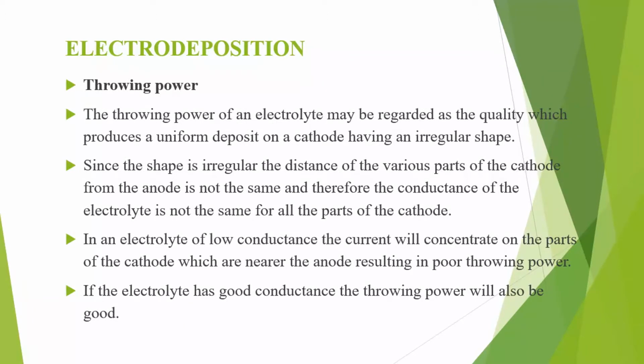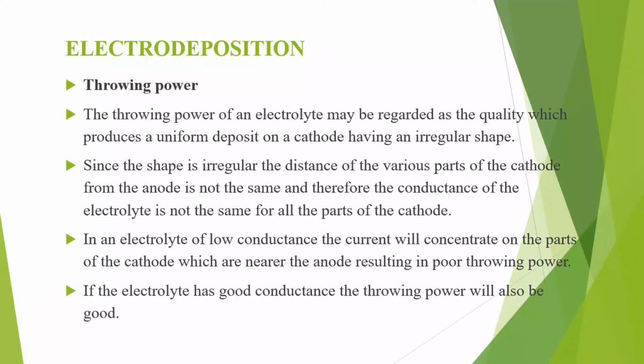Next factor is throwing power. The throwing power of an electrolyte is regarded as the quality which produces a uniform deposit on the cathode having irregular shape. So if the shape of the cathode is irregular, then the distance of the various parts of the cathode from the anode will not be the same. Therefore, the conductance of the electrolyte will not be the same for all parts of the cathode. So in an electrolyte of low conductance, the current will concentrate on the parts of the cathode which is nearer the anode and results in poor throwing power.